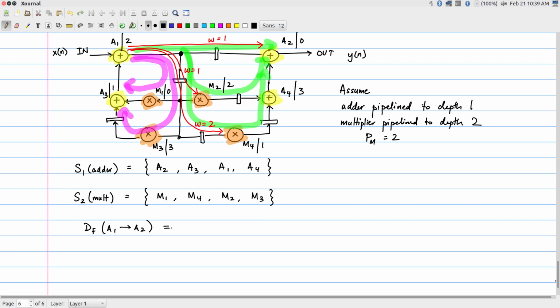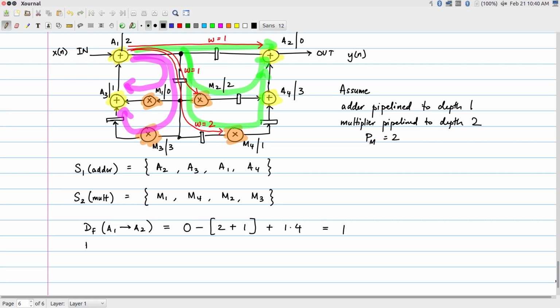How would I compute it? I need the schedule time of A2, which in this case is 0, minus the finishing time of A1. A1 is an adder. It's scheduled at time 2. It has a pipeline latency of 1. So this is T of A2 minus finishing time of A1. So far it doesn't look good. It's looking negative, but I have one delay element. So plus 1 into 4. So DF over here becomes equal to 1.